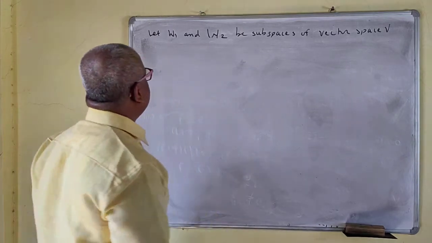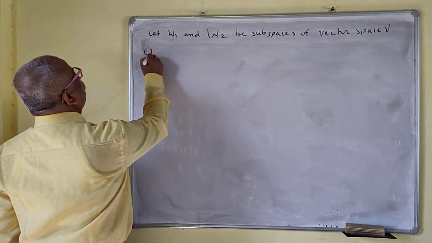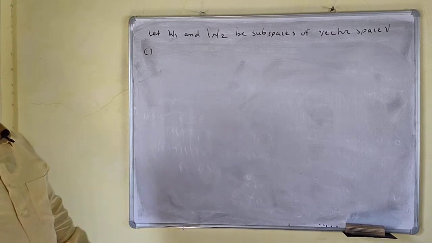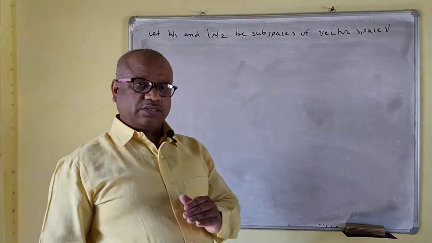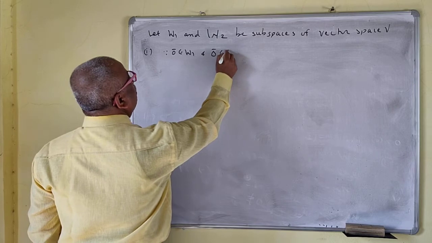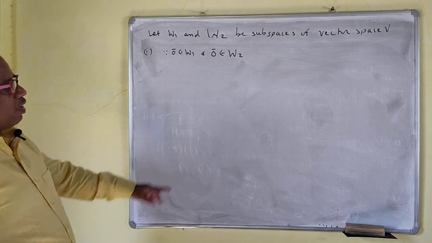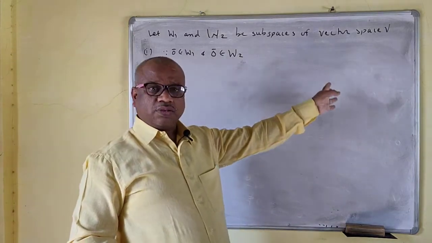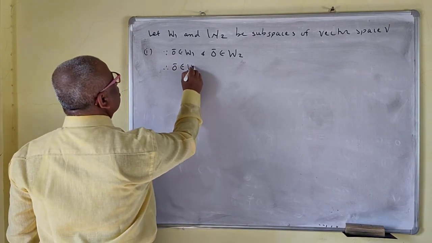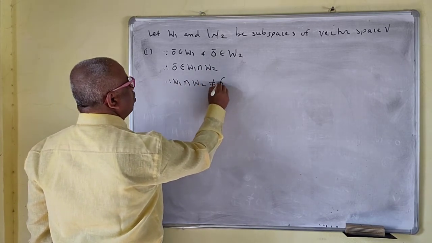Solution. Let W1 and W2 be subspaces of a vector space V. What we have to prove is that W1 intersection W2 is a subspace, that is, it satisfies three conditions. Since 0 bar belongs to W1 and 0 bar belongs to W2, and the zero vector of V is the zero vector of all its subspaces, 0 bar is common to both. Therefore W1 intersection W2 is not empty.